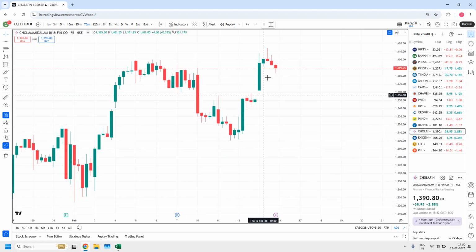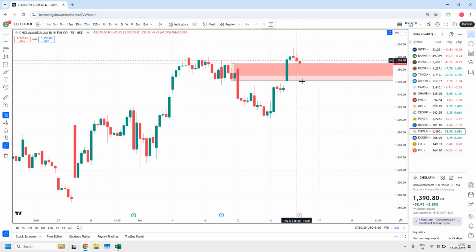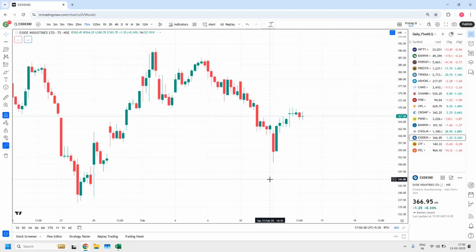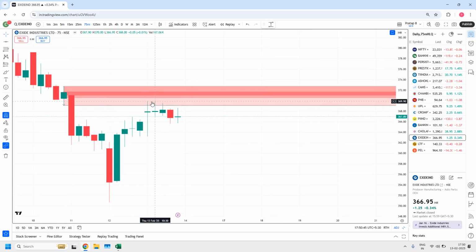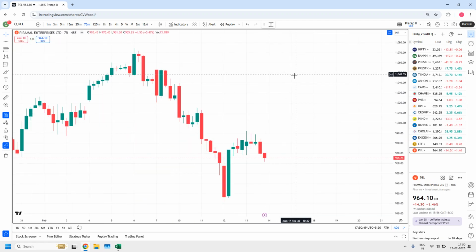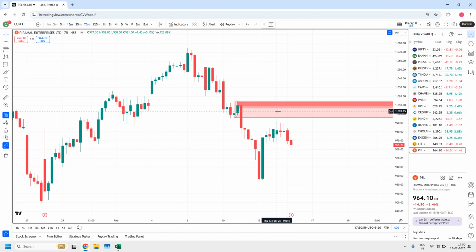Cholamandalam, just now I explained, it is a violated zone. We know that this zone is violated. Already we discussed this one. And the next one is Exide Industries. This is also a 75 minute zone. Price did not enter into the fine-tuned area. And the last one is PEL. This is also a 75 minute high liquidity zone, and here also price did not enter. So these are the high liquidity zones identified from the previous report.